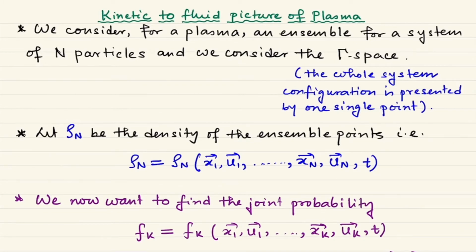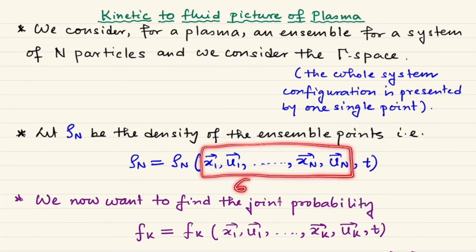And just as you know, we can also create ensembles. An ensemble is nothing but a collection of points describing the same type of system, only differing from each other by the choice of initial conditions. Then we can define rho n to be the density of such ensemble points, and this rho n is of course a function of x1, u1 up to xn, un, and time as well. Every variable has three components because these are vectors, so we have 2n such variables, so it will have 6n and then t.